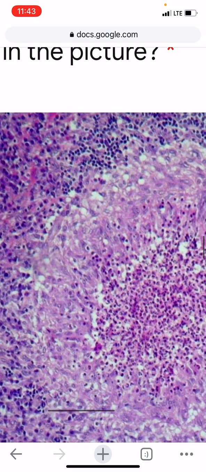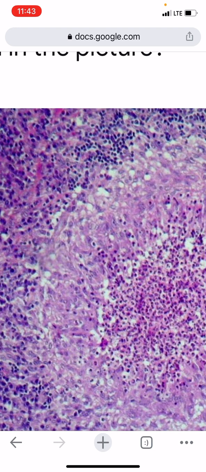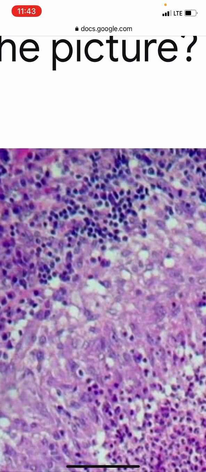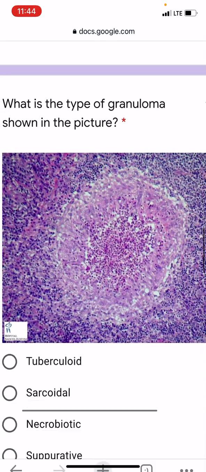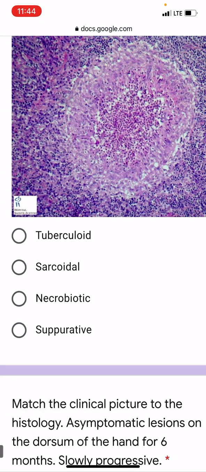And then this is surrounded by lymphocytes at the periphery. These are the small lymphocytes with small round nuclei. The nucleus looks like a bindi, like a dot, a blue round dot with much less cytoplasm. So these are lymphocytes, these are histiocytes, and these are neutrophils. This is a suppurative granuloma. This is not a necrobiotic granuloma because there's no necrosis, and necrobiotic granulomas don't contain neutrophils.